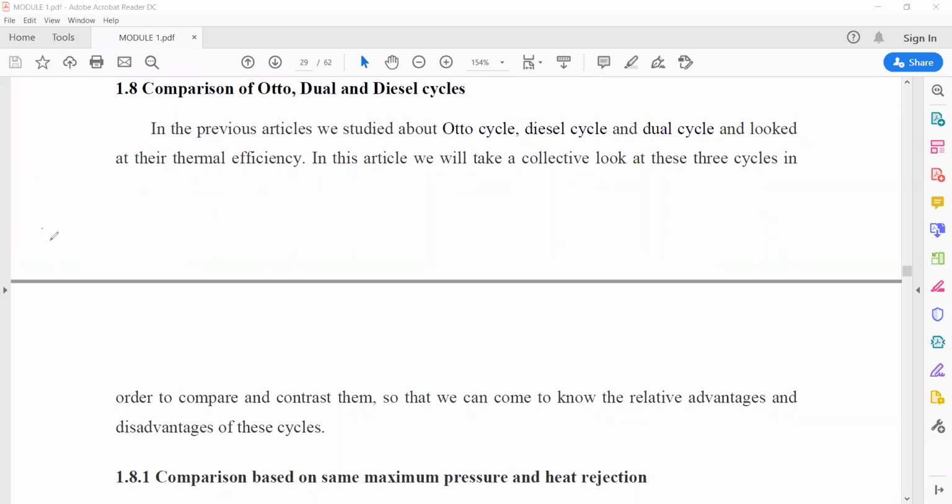So this is a general efficiency equation for all the three cycles. The air standard efficiency is given by the formula: it is a ratio of net work output divided by heat supplied to the cycle. Or this can also be written as net work is the difference between heat supplied and the heat rejected.